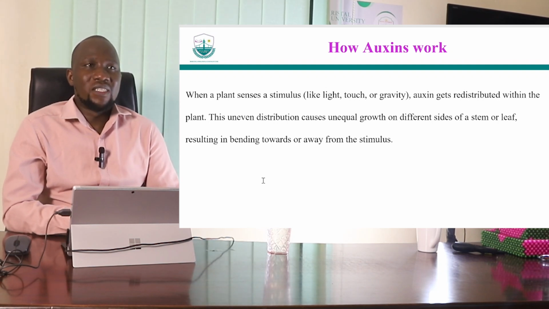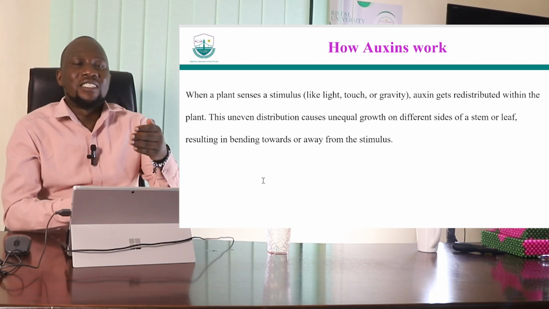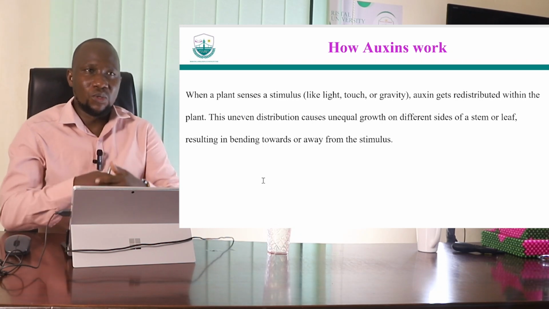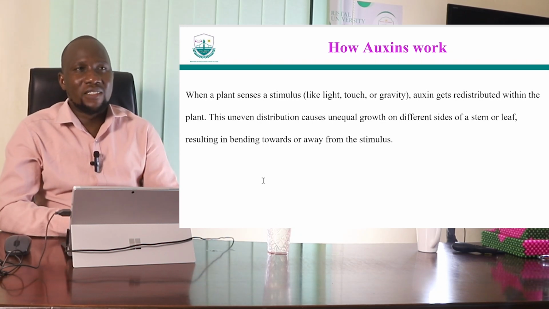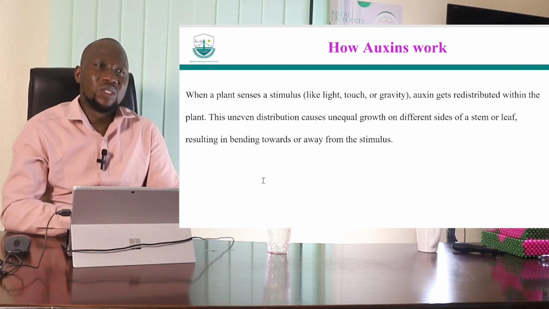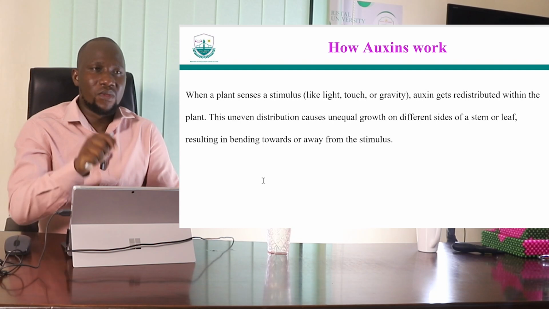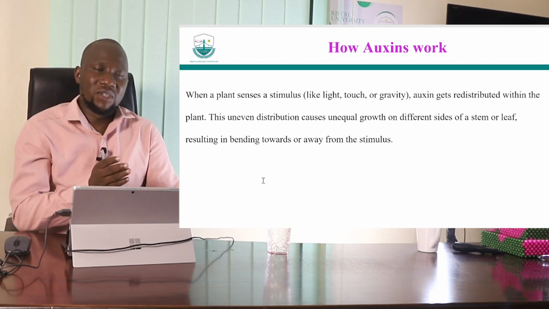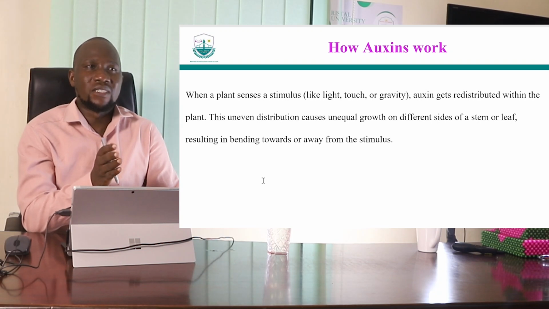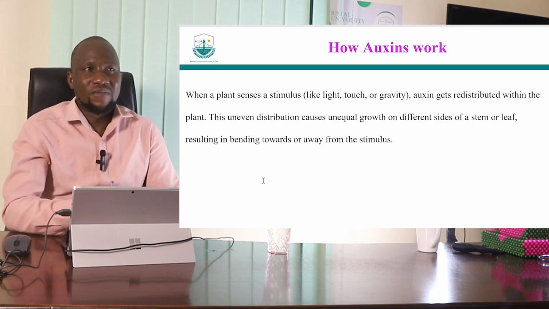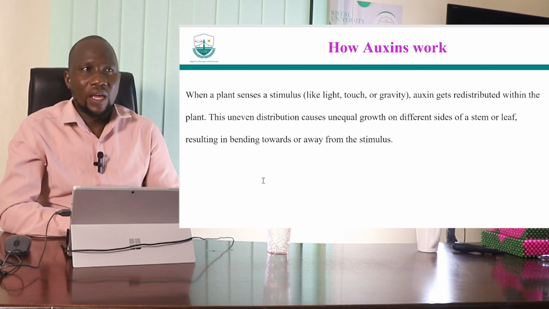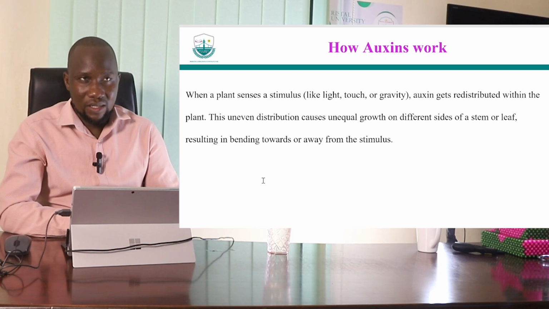Okay, so that means that the auxins will be more on one side and less on the other side. That's what it means, the unequal distribution. So where we have more auxins, we are most likely going to have the cells elongating, growing more. Where we have less, especially in the shoot, the cells don't grow at the same pace, or they grow slower as compared to where the auxins are more. Okay, so that is how auxins work.